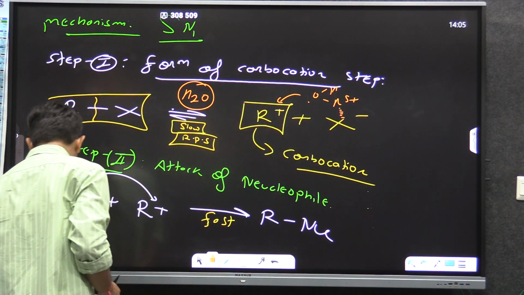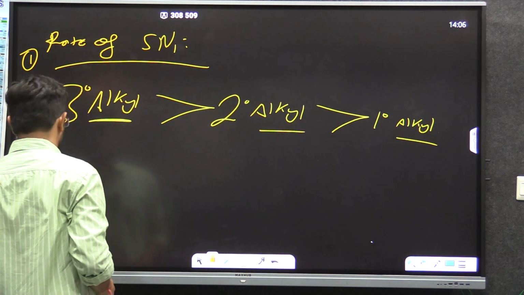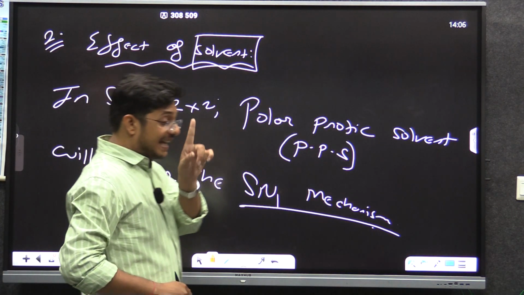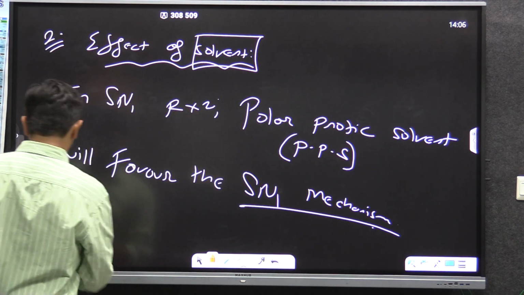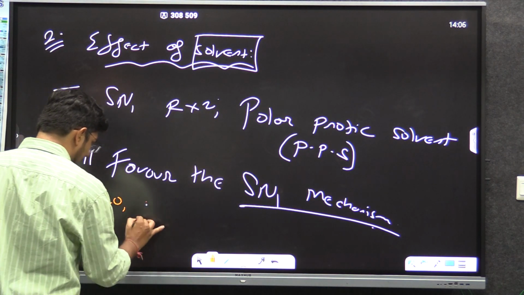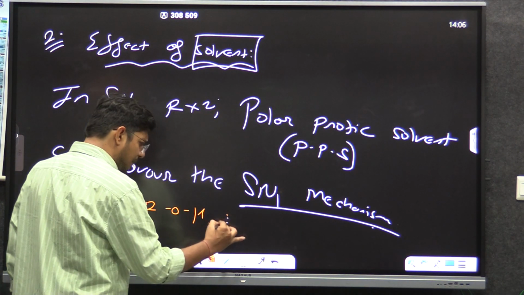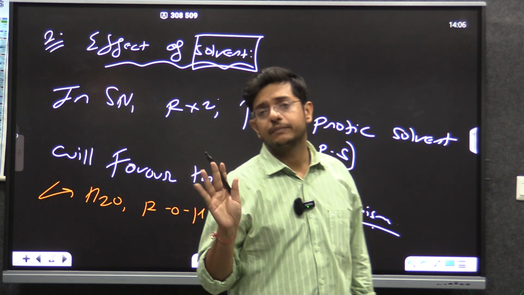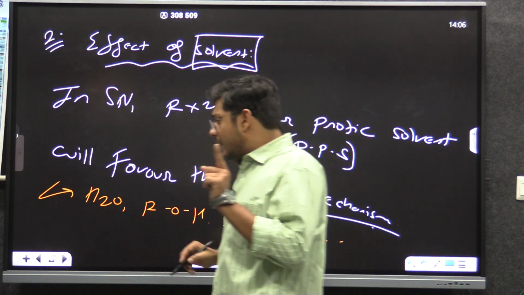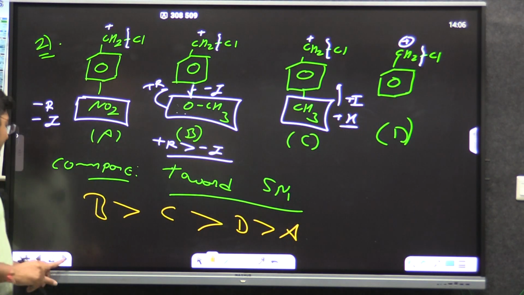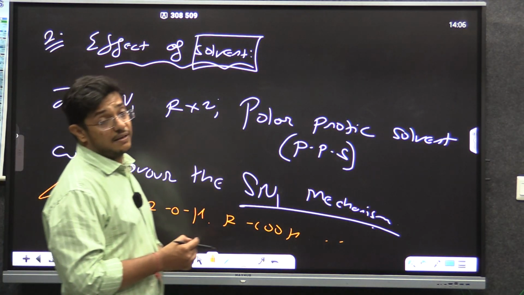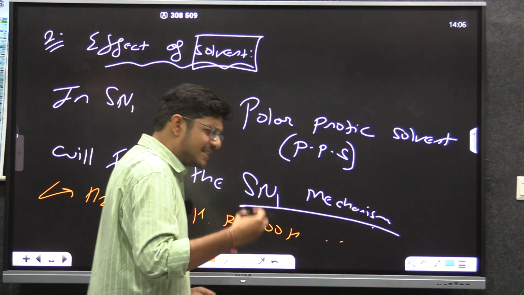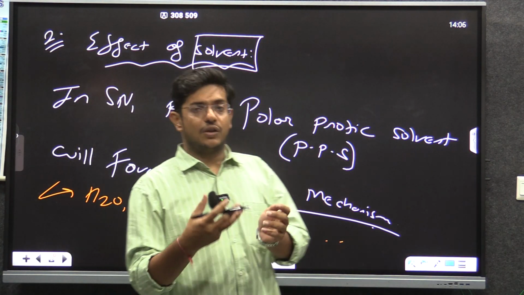That's why polar protic solvent will favor the SN1 mechanism. Some polar protic solvents are water, alcohol, carboxylic acid, HCl. There are so many polar protic solvents. So this is the second factor that affects the SN1 mechanism. Majorly there are two factors. Some rest factors are also there, that is the nature of a leaving group.